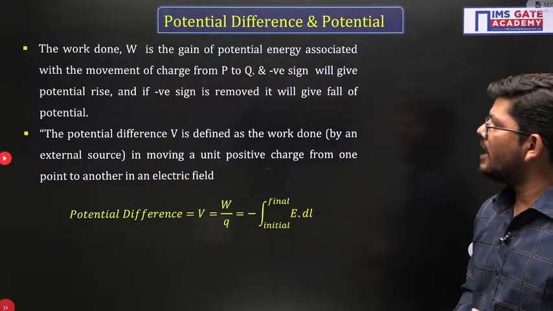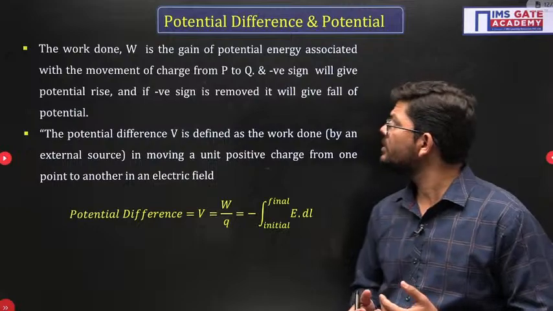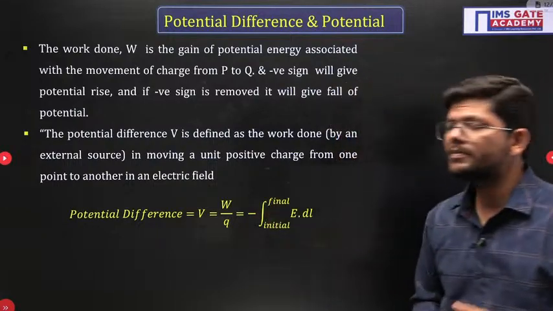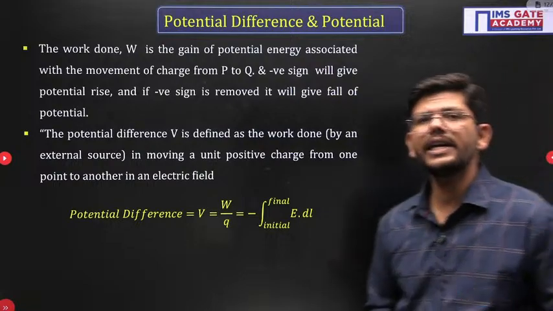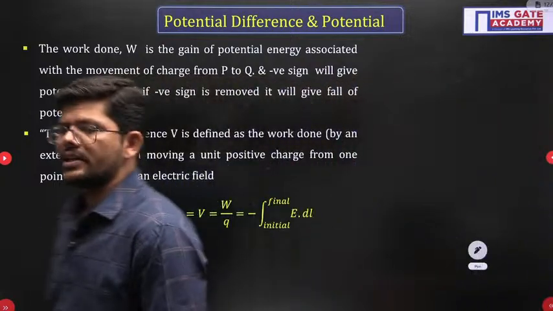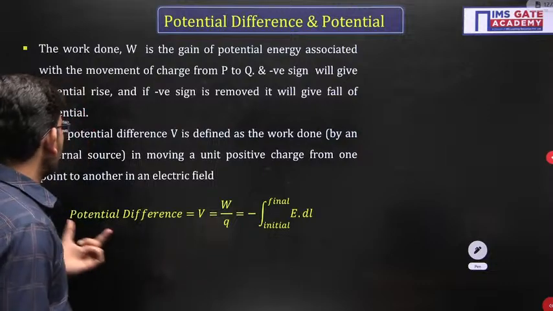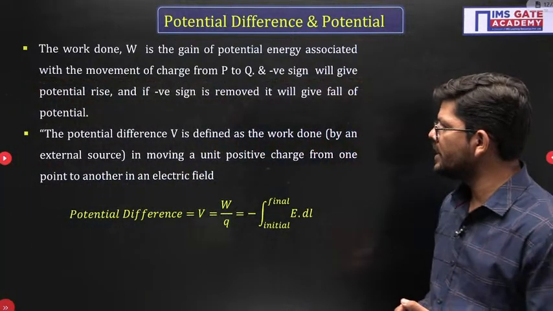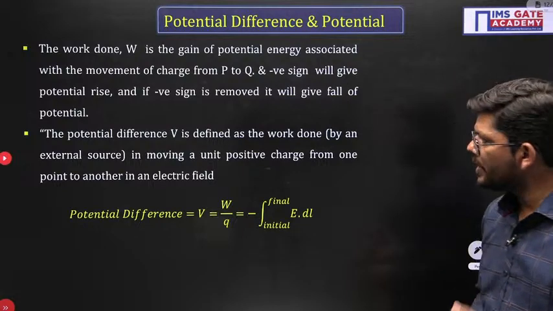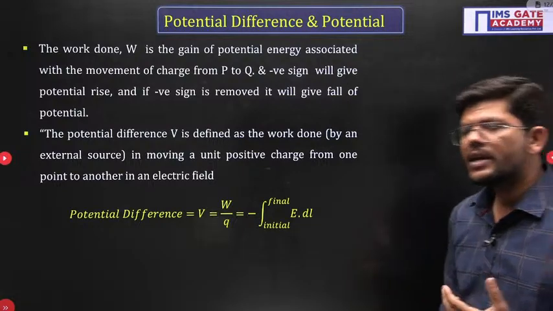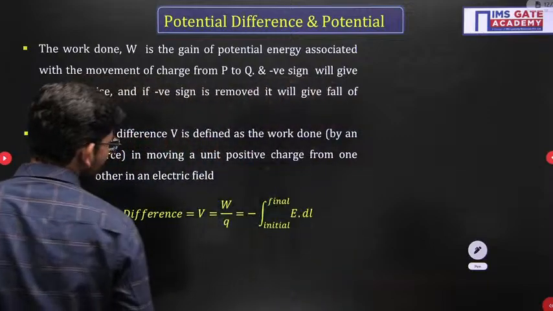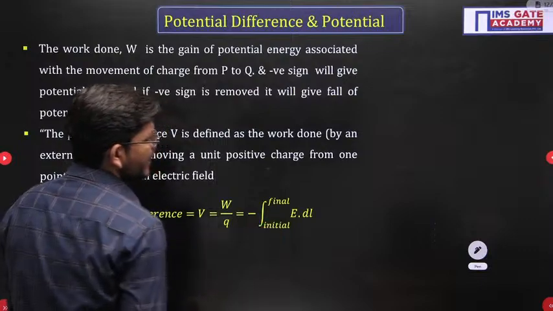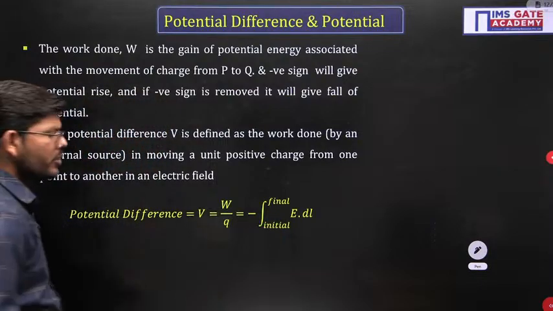Negative sign will have potential rise, and if positive sign is coming, it will be indicating the fall of potential. The potential difference V is defined as basically the work done per unit charge from one point to another point. So the potential difference V is W by Q, which is minus initial to final E dot dl. This is how we will write.